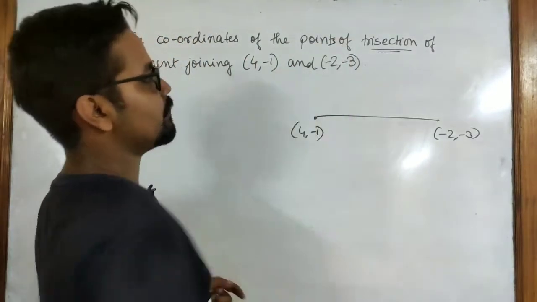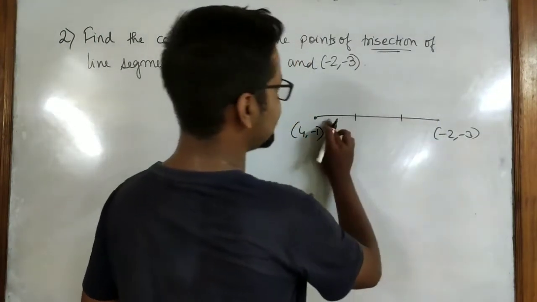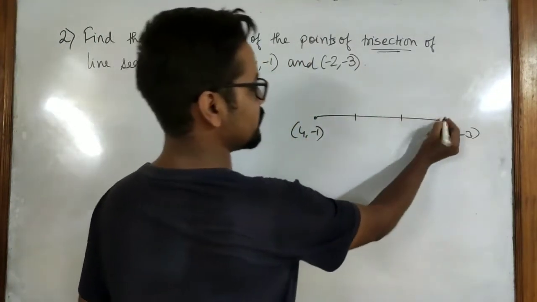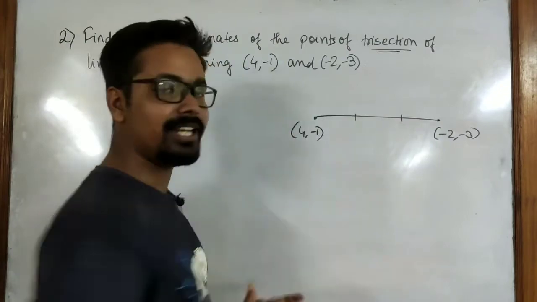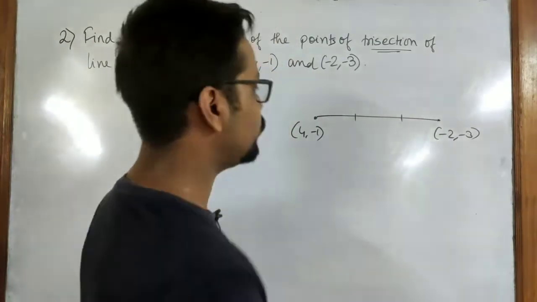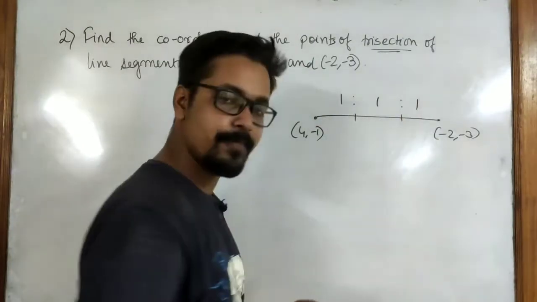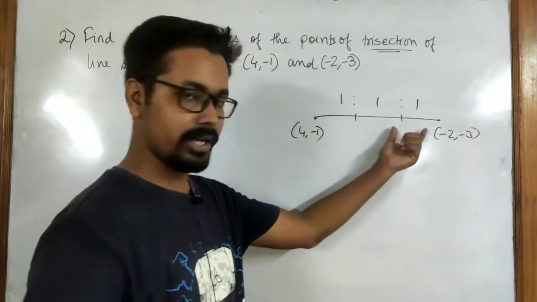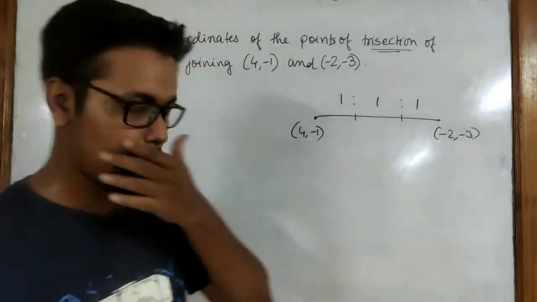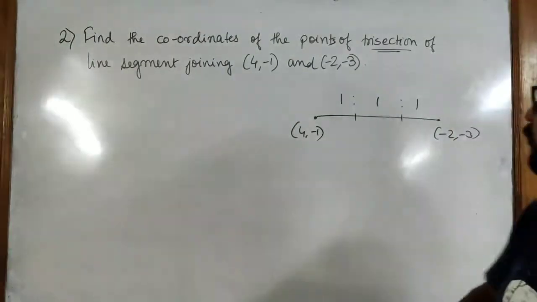We need to find the coordinates of the points of trisection, which means finding 2 points which will divide this line into 3 equal parts. All these parts must be equal. Now if all the parts are equal, what is going to be the ratio? The ratio is going to be 1:1:1, right? If all the parts are equal, then we will write 1:1:1. So since we have 1:1:1, now we need to find this value.